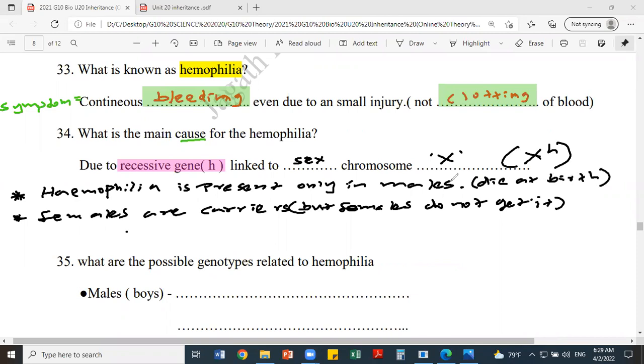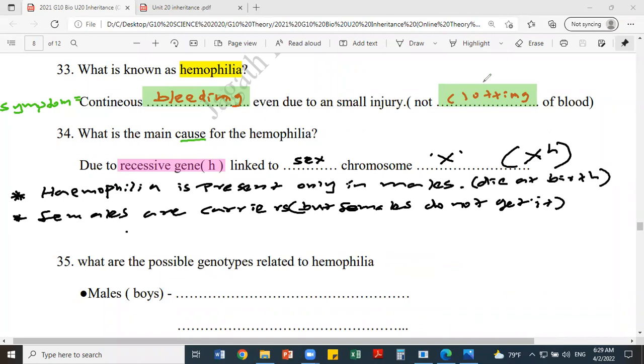Even with the treatment, they can't live long enough to marry and have children. Before age 16 or 18, they die. Now the problem is this: what are the possible genotypes related to hemophilia? Let's see what the possible genotypes are.